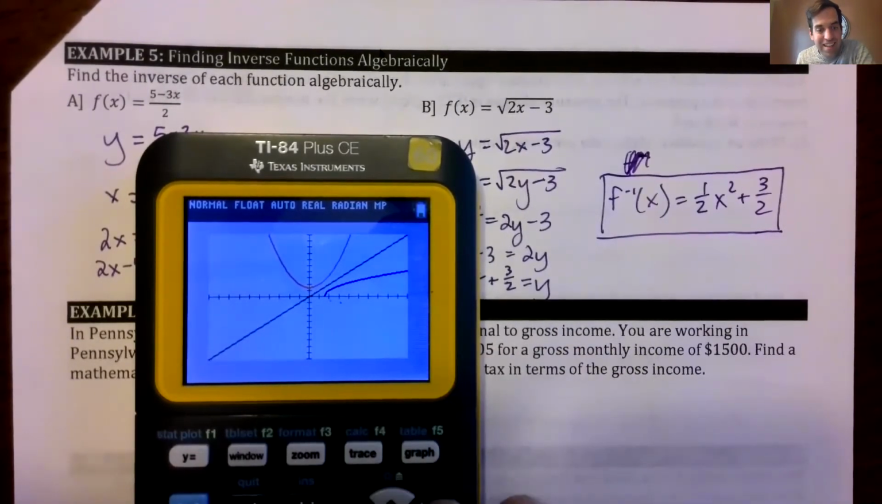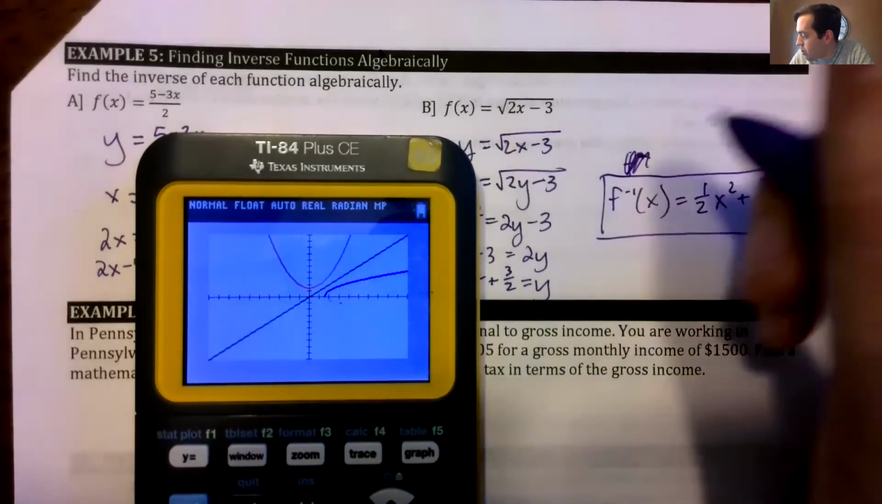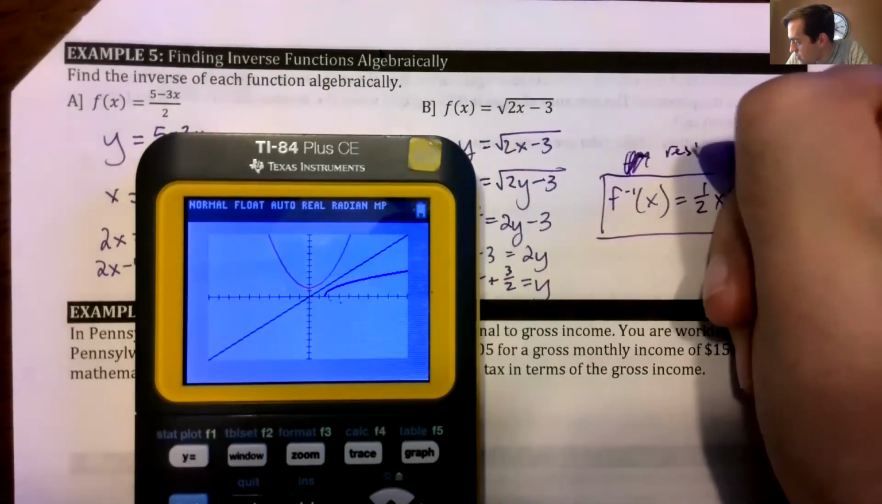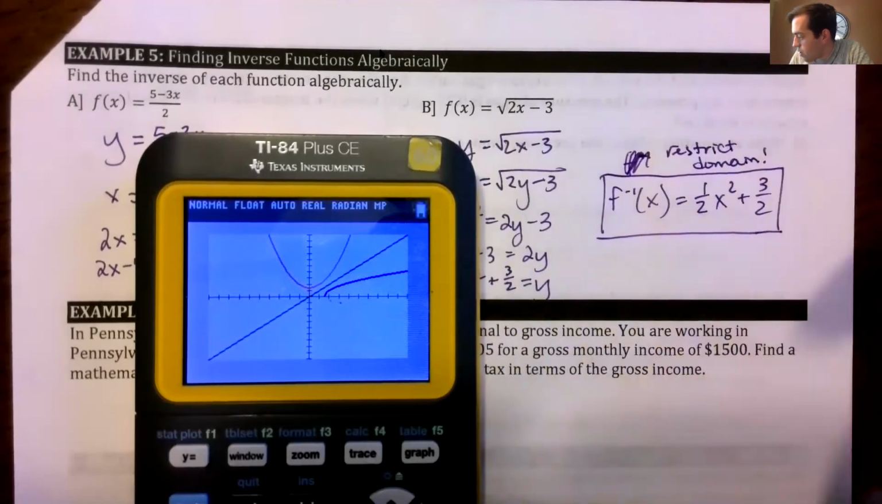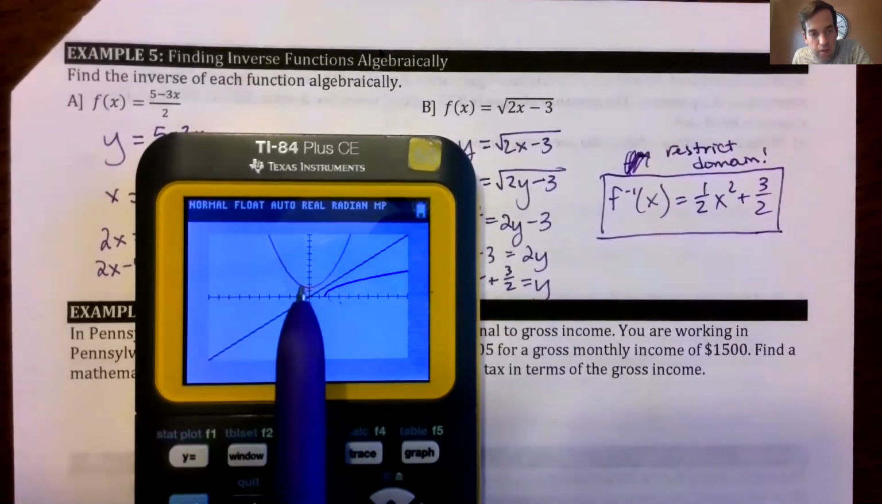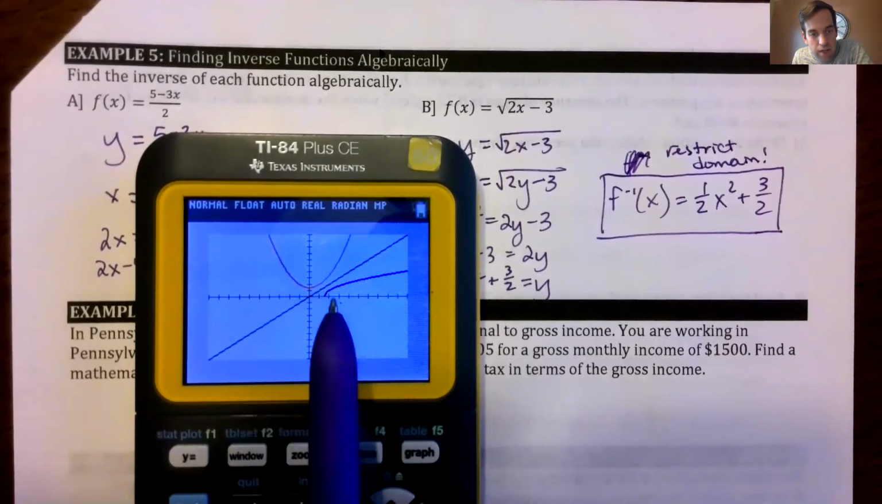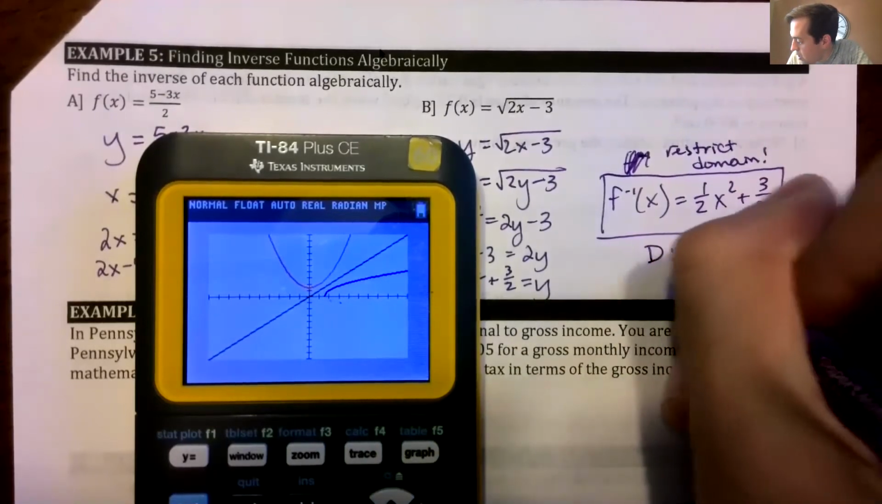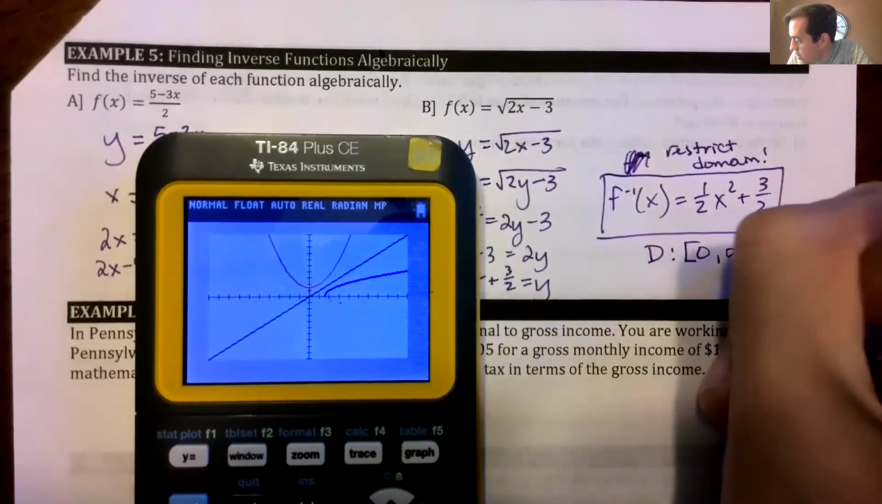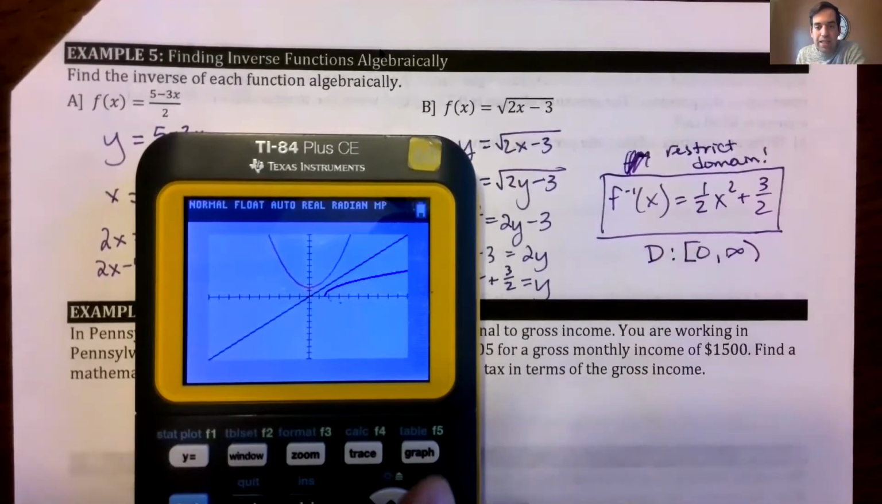That means that we have to restrict our domain. So if we check the graph, the red curve doesn't exist over here, or it shouldn't, so that it actually matches up with the blue curve. So what we're going to do is say the domain is going to be from 0 to infinity. Now, how can we predict that that's going to happen?